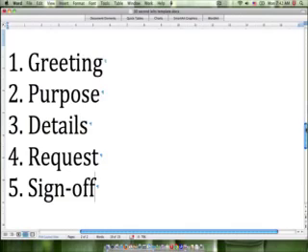And the final part is a sign-off where the writer sort of says goodbye. So today I was hoping we could just go over a few ways that we can write the various parts of a letter.